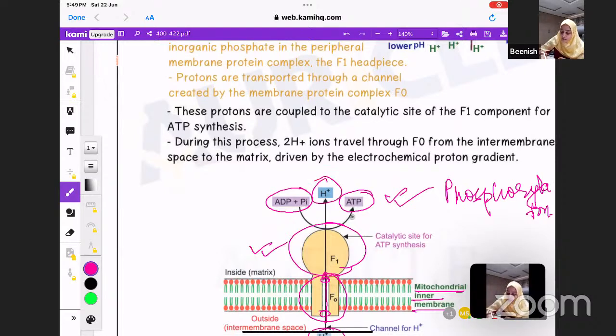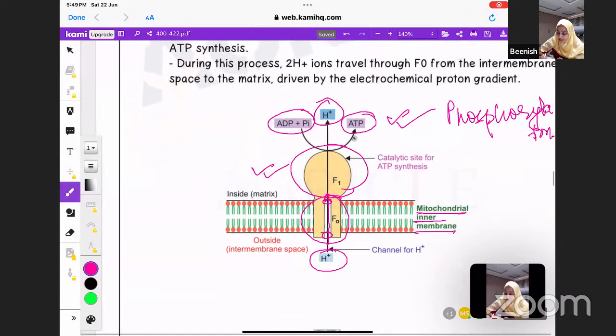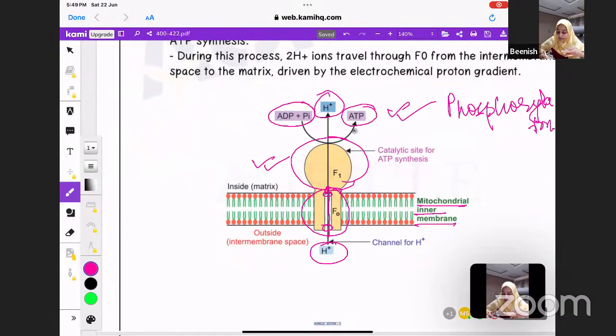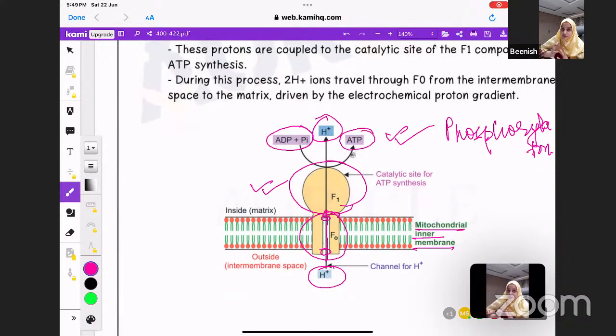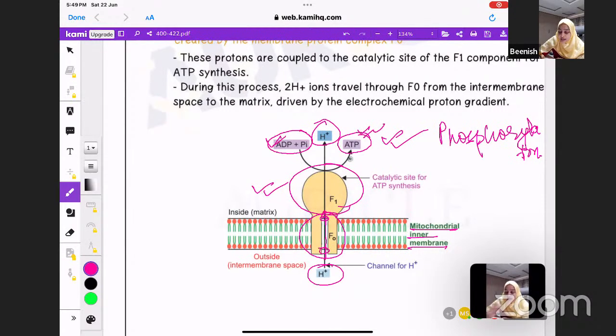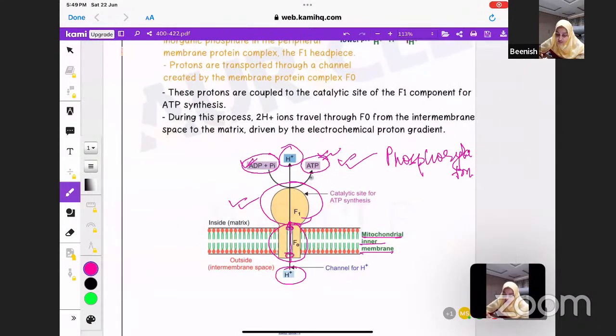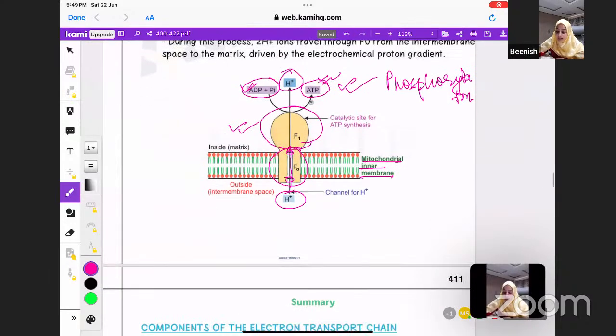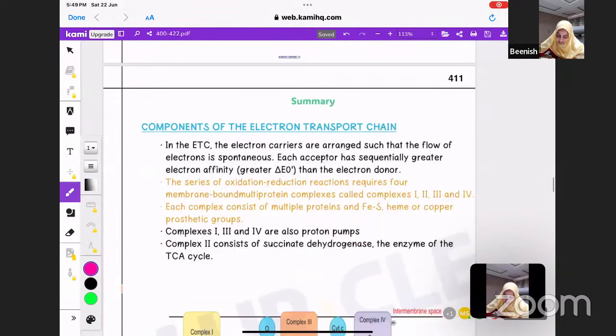The proton is pumped back into the matrix. I'll repeat myself again. Via the F0, your proton is pumped back into the matrix, and because of this your F naught, that is the 10 C disc proteins, along with the gamma subunit of the F1, is going to rotate. As the gamma subunit of the F1 rotates, there is a conformational change in the beta subunits, and because of that the three beta subunits convert ADP into ATP, and your ATP has been synthesized. So that was about the structure and the synthesis of ATP.